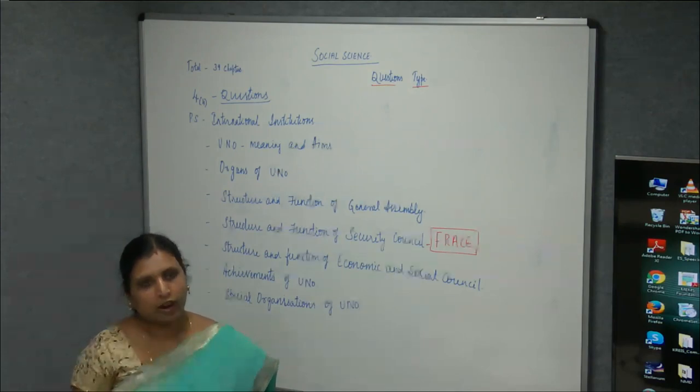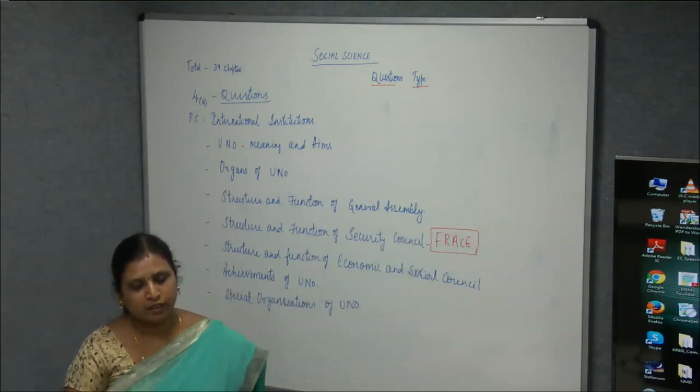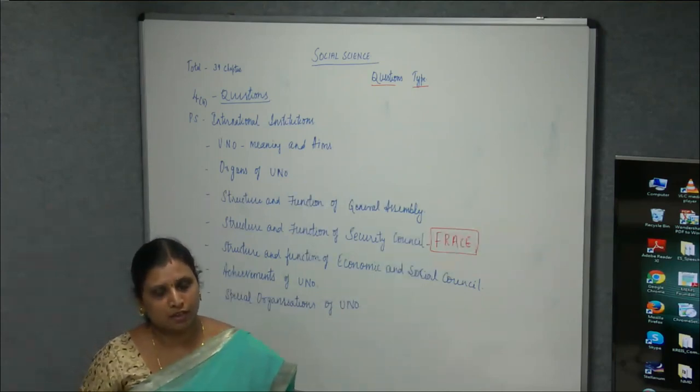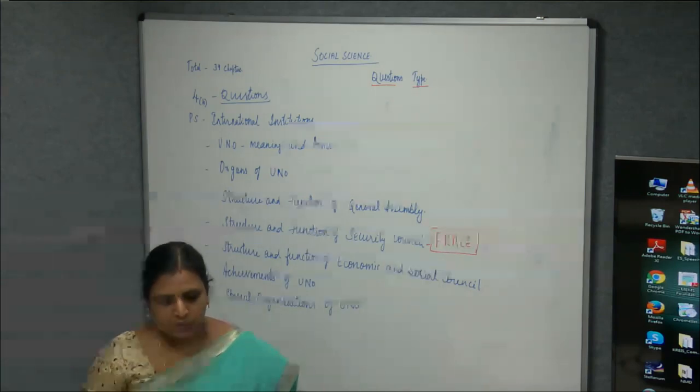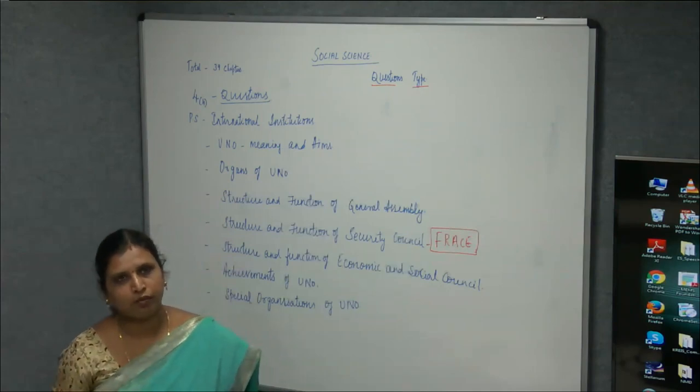And the Cold War has ended, and the UNO has played a decisive role in the removal of apartheid, colonialism and imperialism. Okay. And the next one is: list the various specialized organizations of UNO.